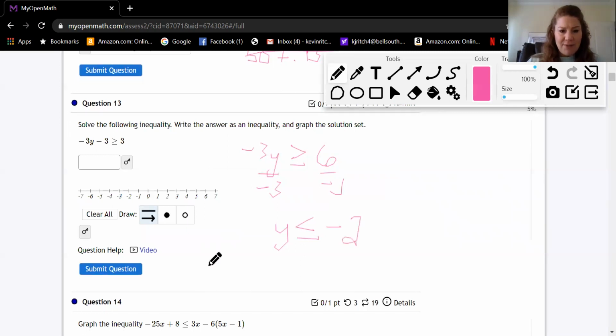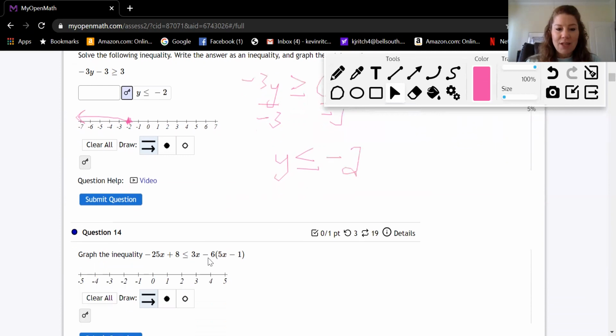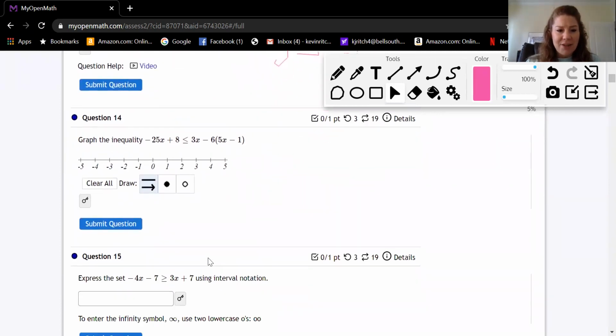And then we have to graph it. So we go to negative 2. We fill in our dot. And our arrow looks like our sign, and it's going to be pointing to the left. Okay. So hopefully this is bringing this back to your memory. I hope so. All right, that's another inequality.